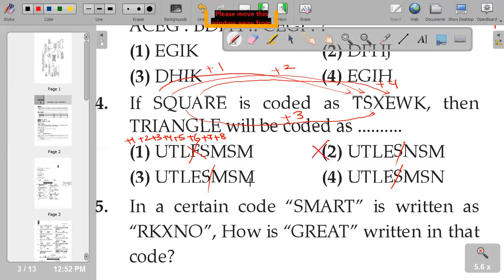Again, in options 3 and 4, the M here is also M, and here is also M. So we only have to verify M and N, to see which option will be correct. When we add E to 8, the position of E plus 8. The position of E is 5. 5 plus 8 is 13. And the letter whose place value is 13 will be M.